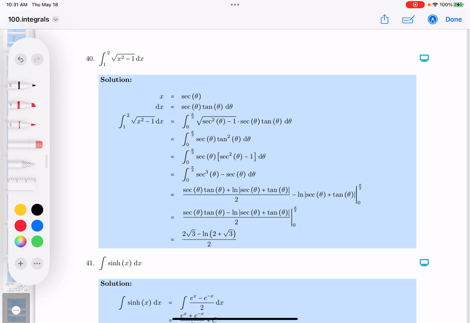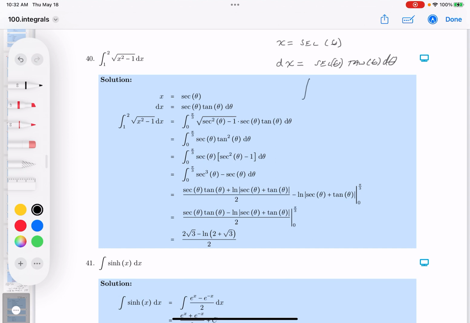And I'll make a substitution. This is going to be a trig substitution. That's going to be x equals secant of theta, which means dx, the derivative of secant, is going to be secant theta tan theta d theta. I can certainly do that much. All right, let's write that down. I'll put the limits down later.